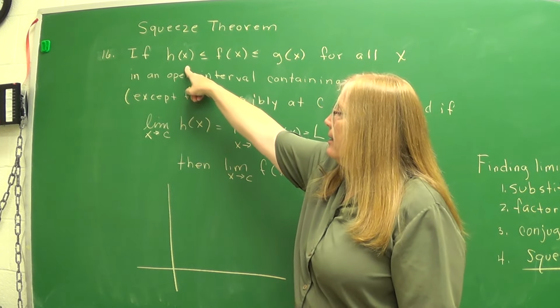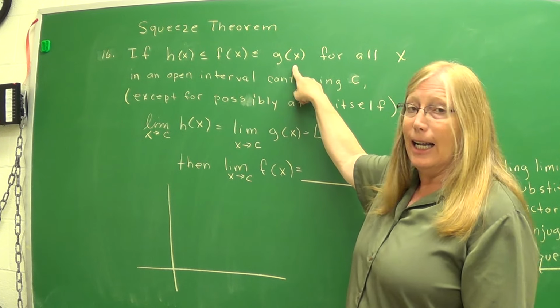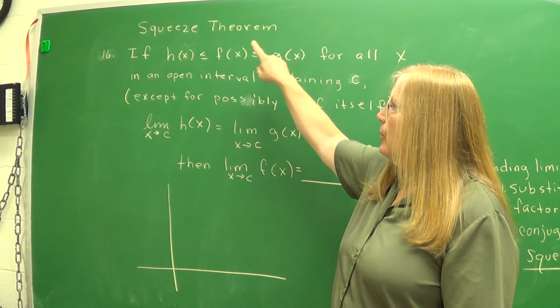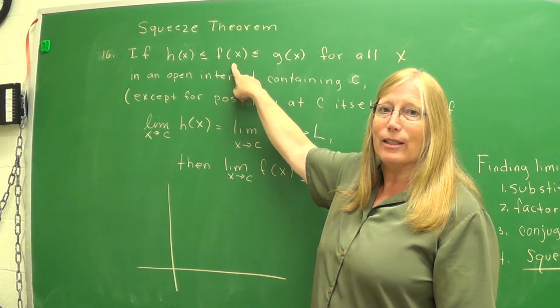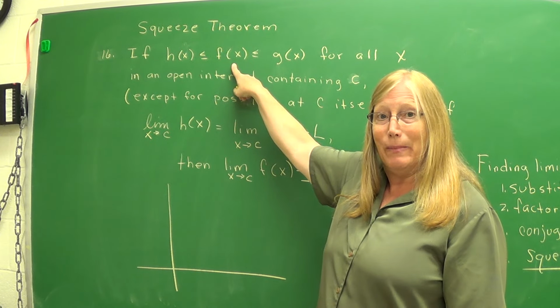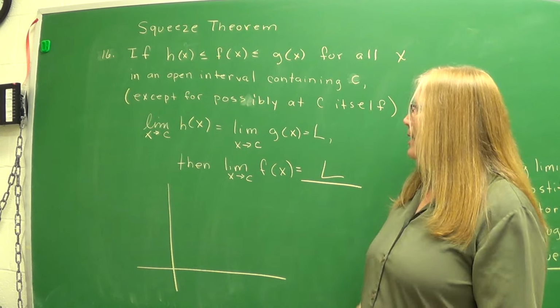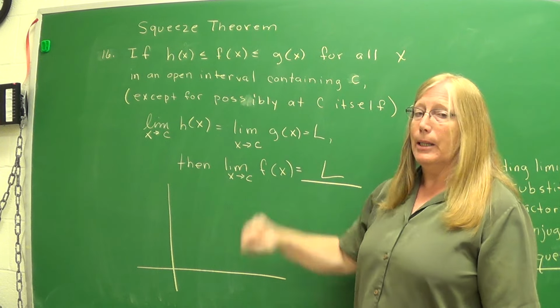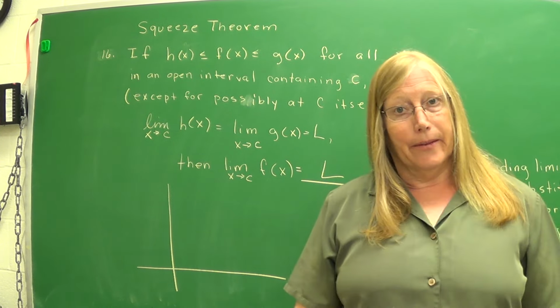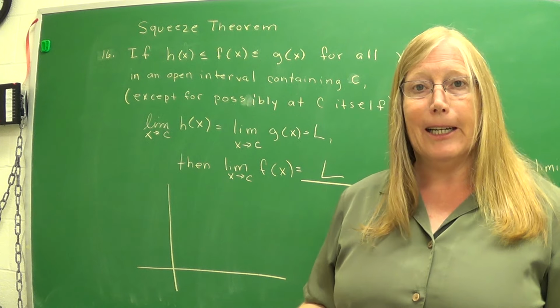So the little guy has a limit L and the big guy has a limit of L. So guess what happens to the function that's squeezed, sandwiched, pinched in between? It also equals L. So the limit of that function in the middle must also equal L. Let me show it to you with a picture.